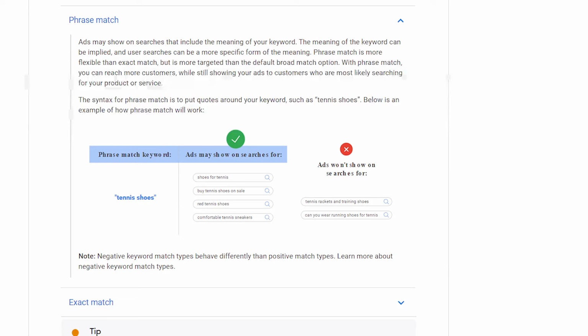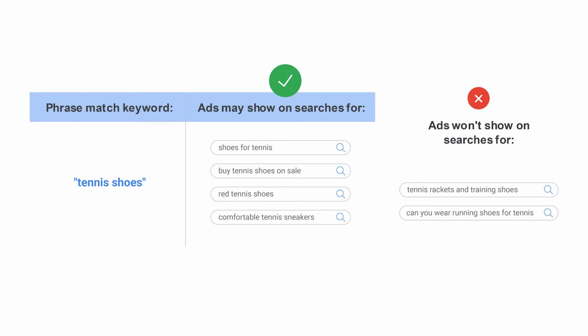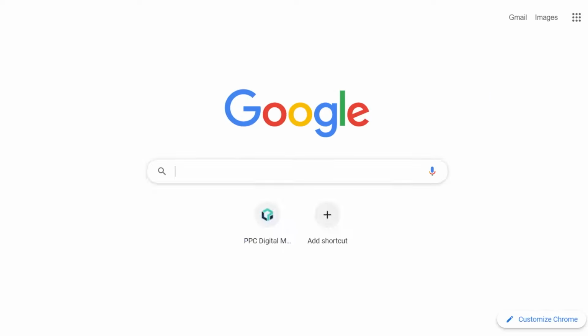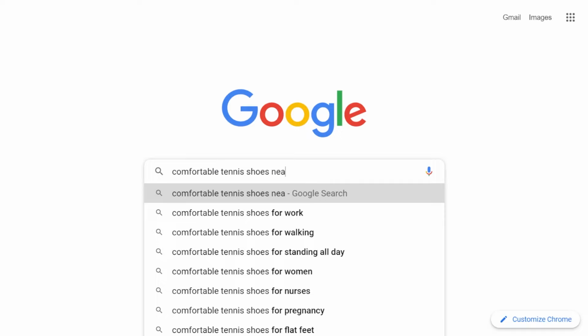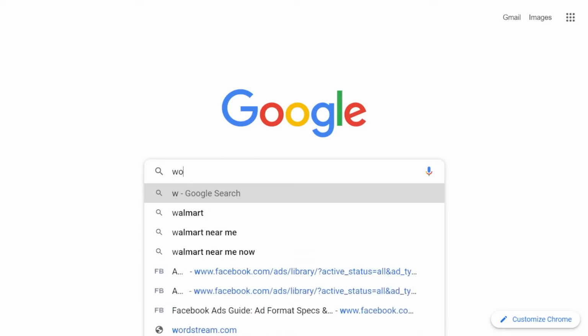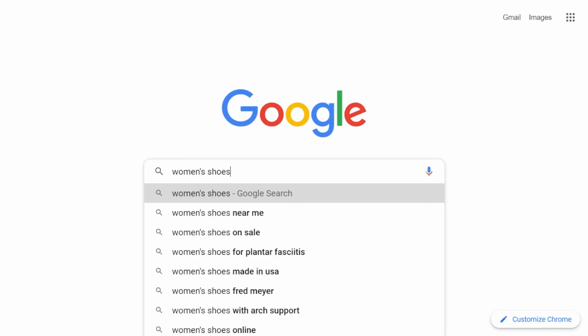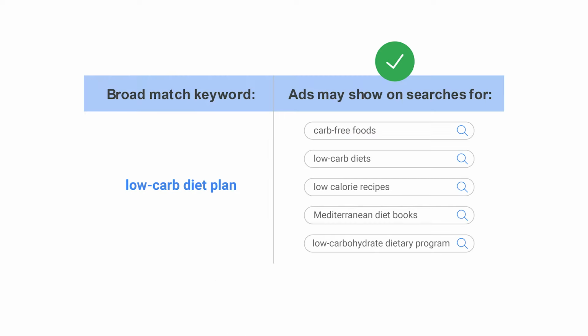Phrase match. This modifier is similar to the exact match. Your ad will only be shown when users search for the exact phrase you specify. But the search query must include all of the noted keywords in the exact order you input them. Broad match. The broad modifier will match searches with any words, including synonyms, in any order that includes any of the keywords in the phrase you're bidding on.